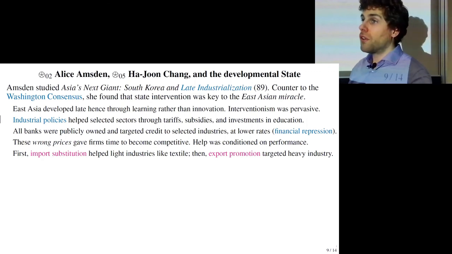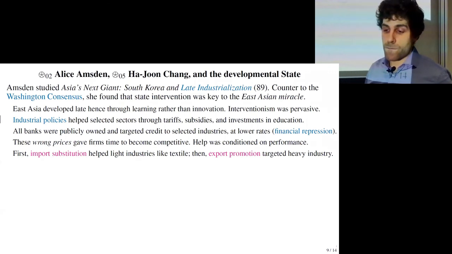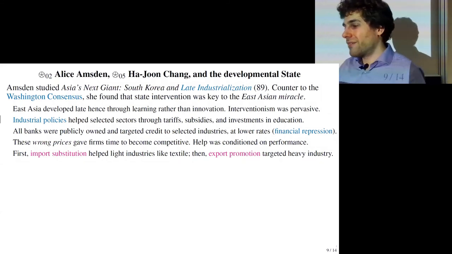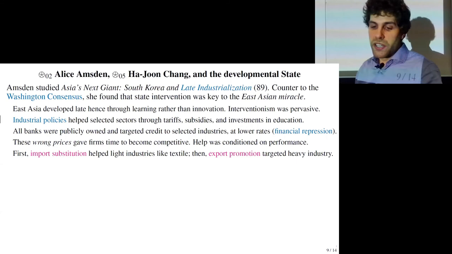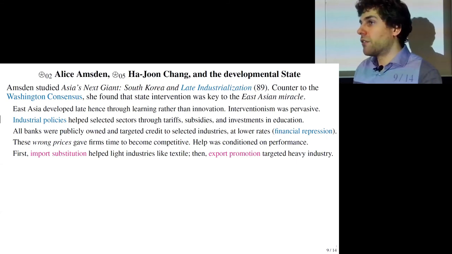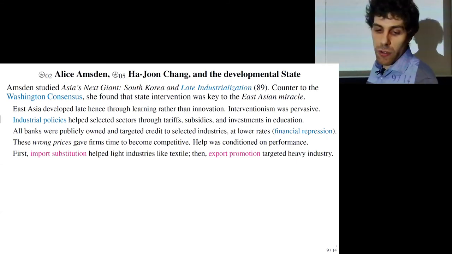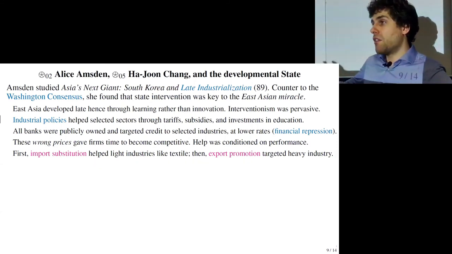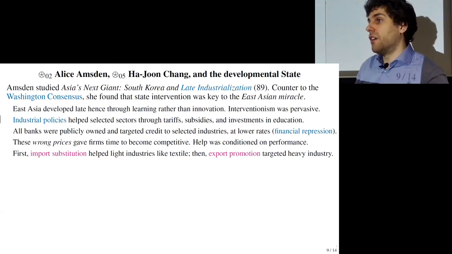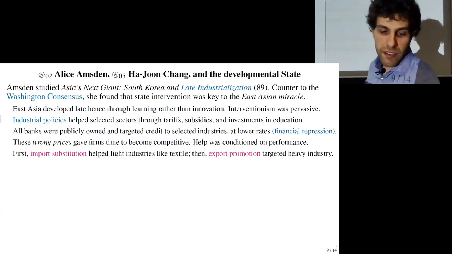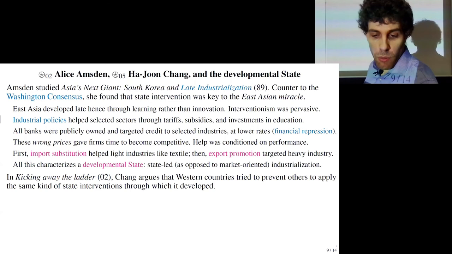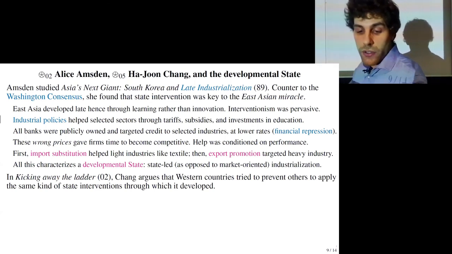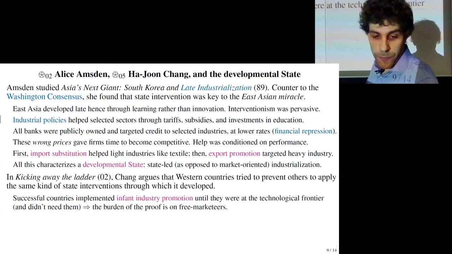And you promote exports with industrial policies that helps these sectors to become a leader and to become competitive in the world market. And then as you start exporting, you have currency that enters and you can buy more capital, etc. All this characterizes a developmental state. So the goal of the state is industrialization.